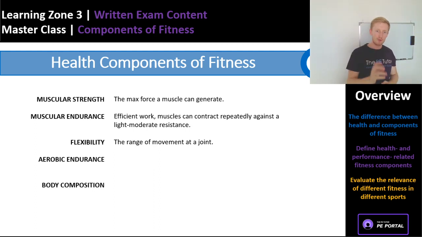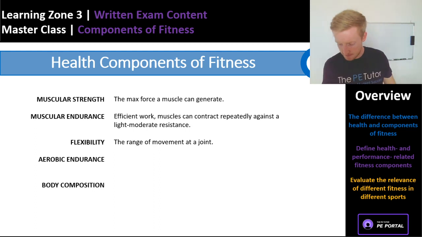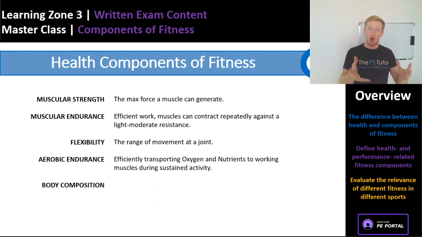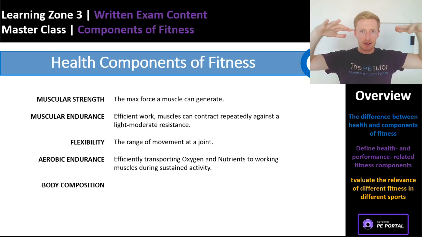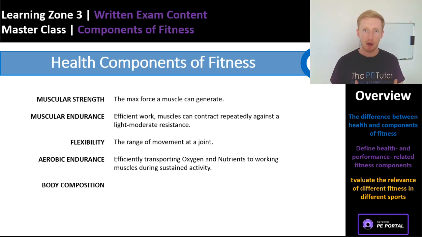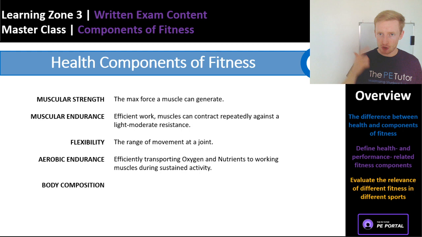So the range of movement available to a joint, the flexibility. Aerobic endurance, or cardiorespiratory endurance: how efficiently can we transport oxygen and nutrients to the working muscles during activity? Can we keep the activity levels up, or do we get this accumulation of lactic acid? Do we run out of O2 supply and have to stop exercise? Aerobic endurance, that efficient transport and utilization of oxygen and nutrients.